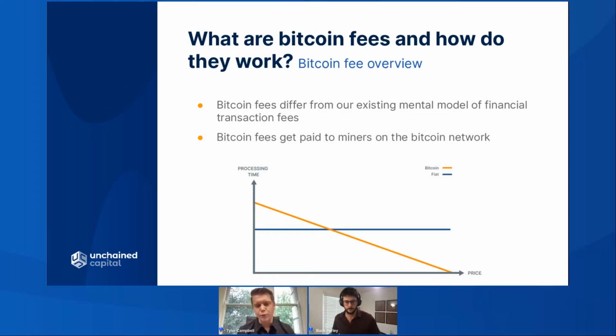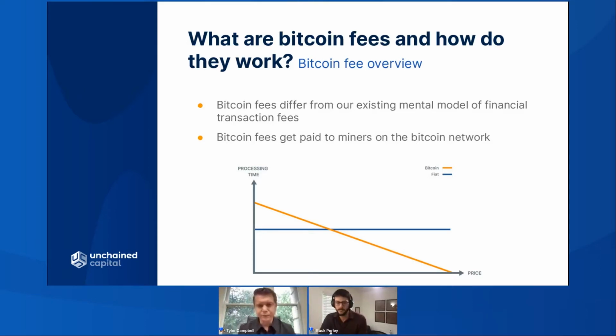Buck, I know, has written one of the best articles on Bitcoin fees in the Bitcoin space. It's Understanding Bitcoin Transaction Fees. You can find it on our Unchained blog. So Buck, for the audience viewing this, how can we think about this graph? How can we think about Bitcoin network fees, level setting, in the context of how folks might think about normal transaction fees in the financial system?